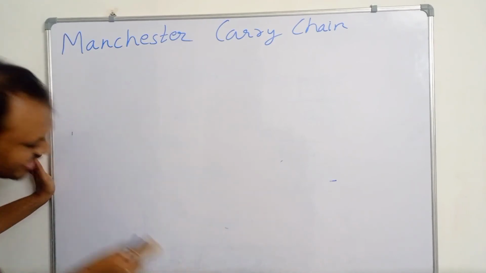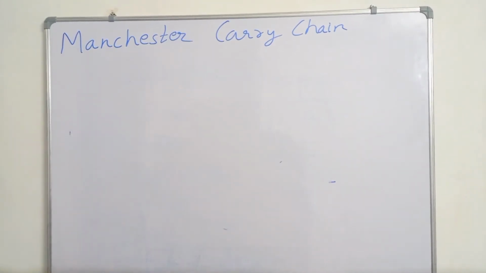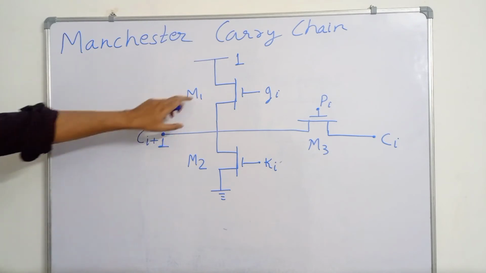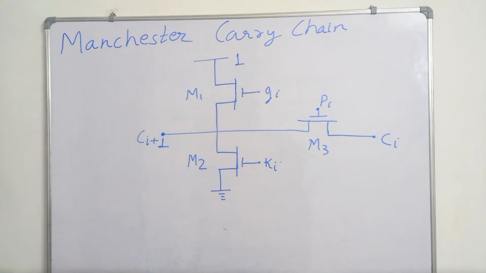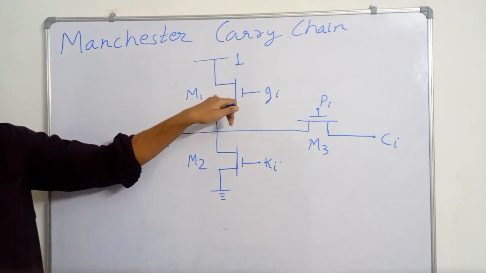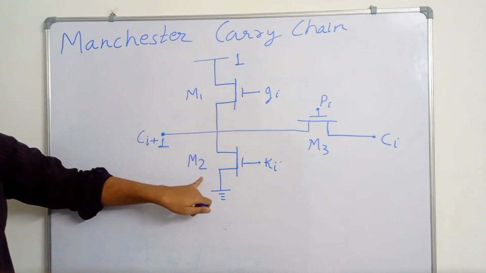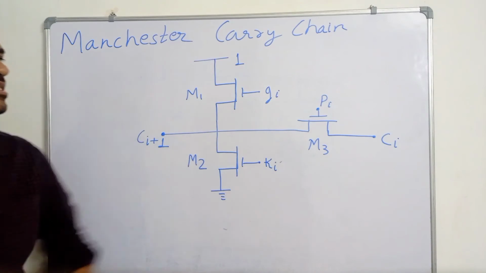If we have to build a switching network for this circuit, so this is the switching network for the carry out equation. This is N FET, NMOS FET, M1. This is also NMOS FET. This is also NMOS FET.